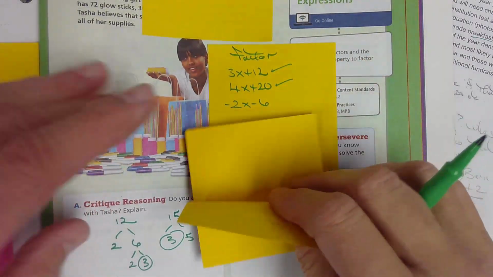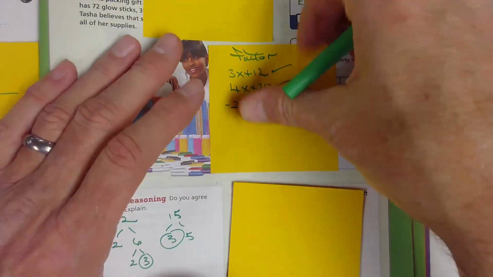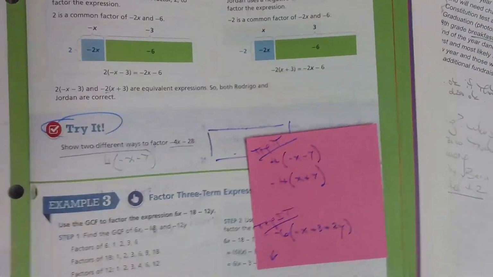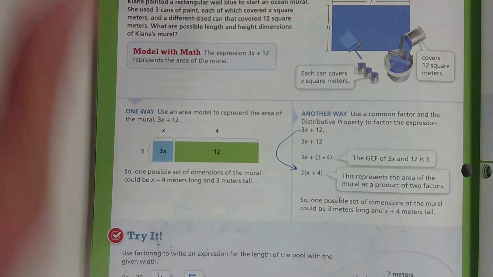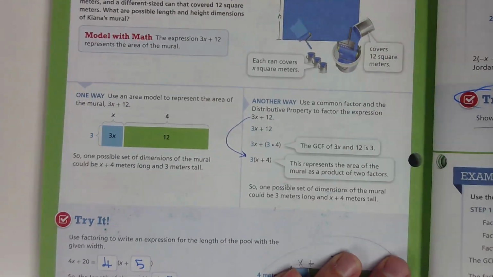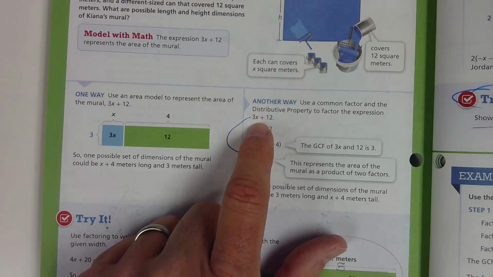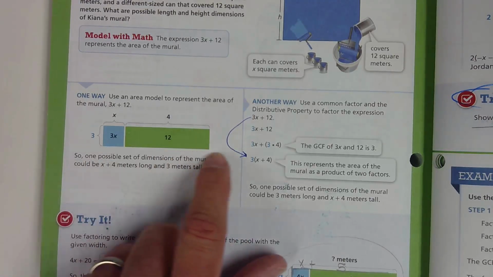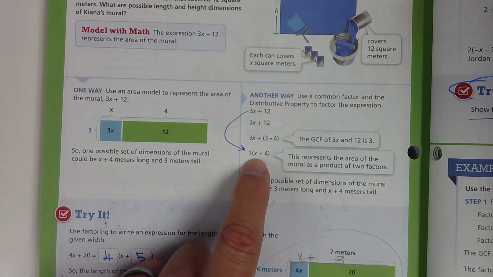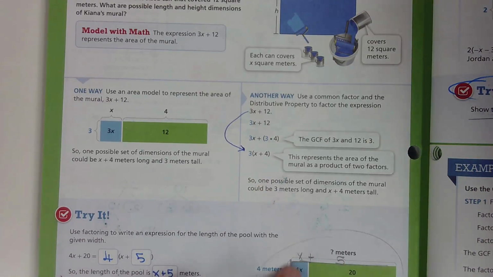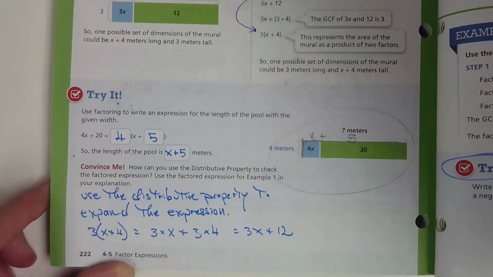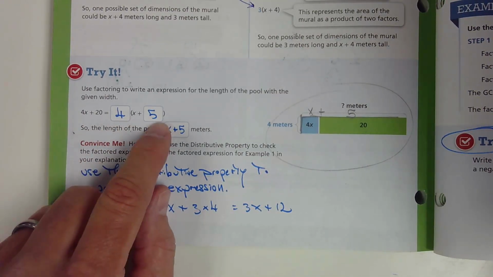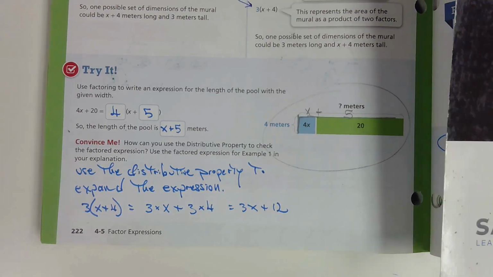Okay. All right. So those are several of the examples that the book gave you. So let's look at example 1. This is on page 222. They just factored out 3x plus 12, and they did it visually. And then you just end up with 3, and then in parentheses, x plus 4. Okay? And then down at the bottom, the try it, 4x plus 20. We also did that one. You can fill those in.